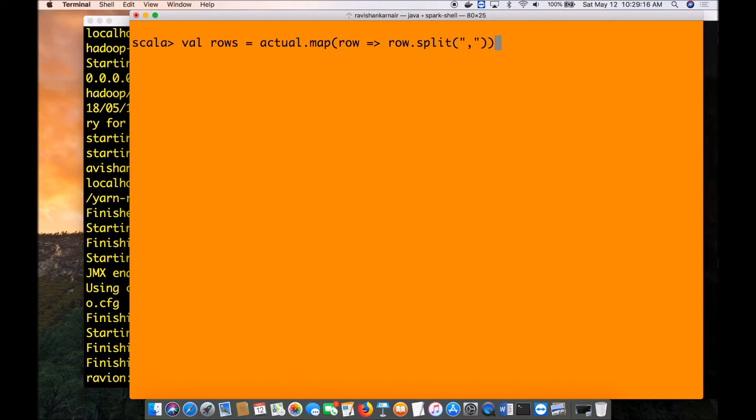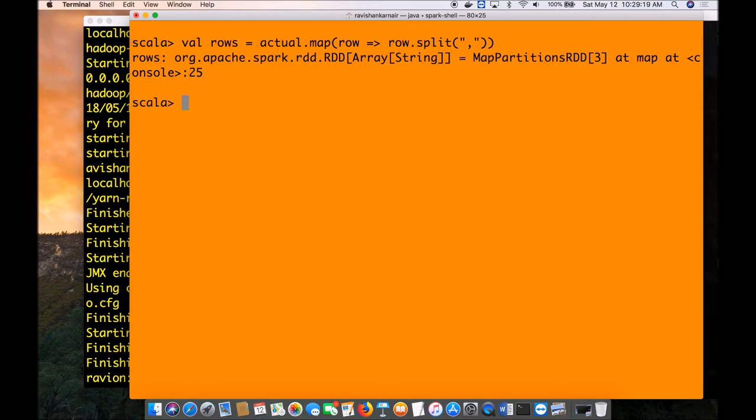Right? Let's see. And now, let us write rows of 0, or rows dot first. You got individual elements now. See the difference? It was a string earlier, and now you are getting an array of individual elements. Now tell me, I want to find out the name and how many counts of each name. Only that I want to find out.